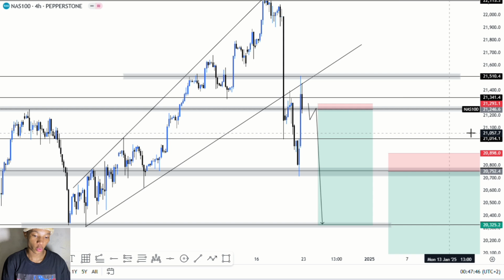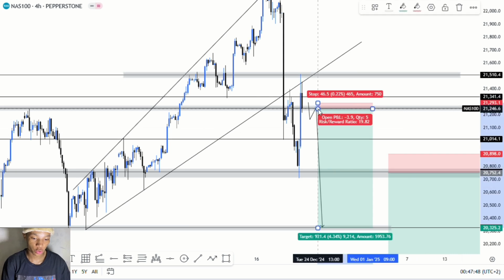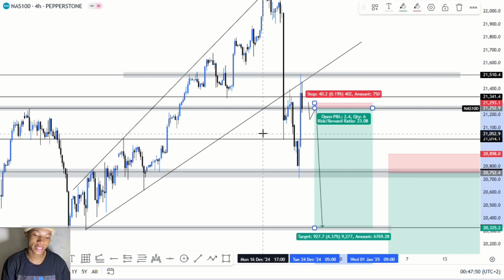Okay, so we are stuck in two positions also in this one. It's just a matter of which confirmation we are going to be having.